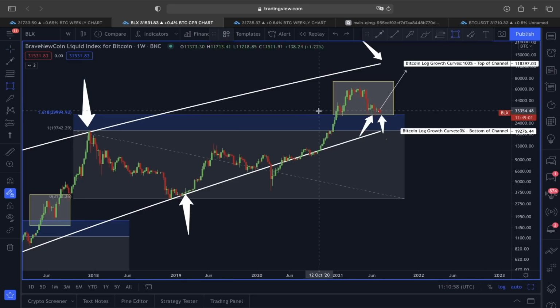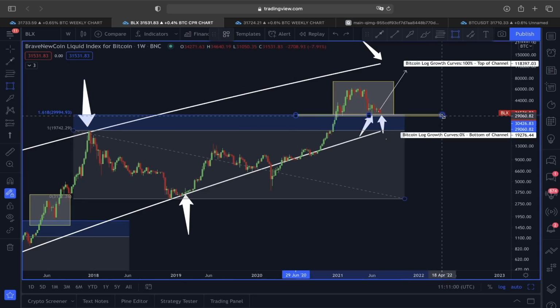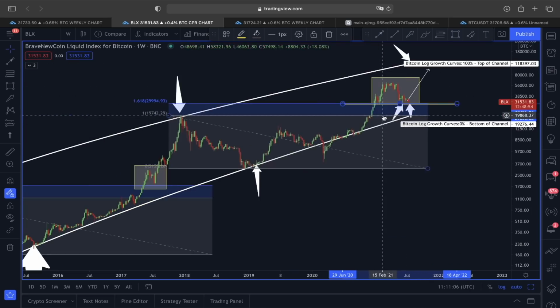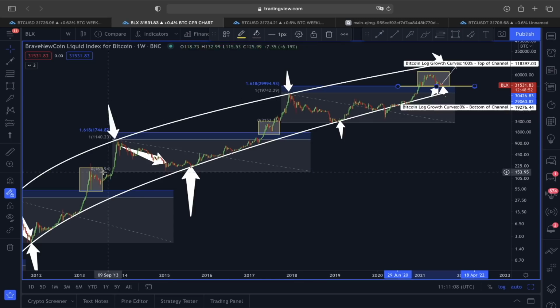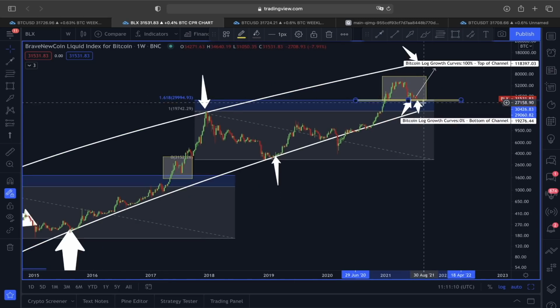So that's why the 31,000 and 30,000 price range support is a very, very important support for Bitcoin, because breaking that will actually invalidate all this bullish scenario that is playing out for Bitcoin, and we should be seeing a corrective move or this continuation pattern here in the downward direction.